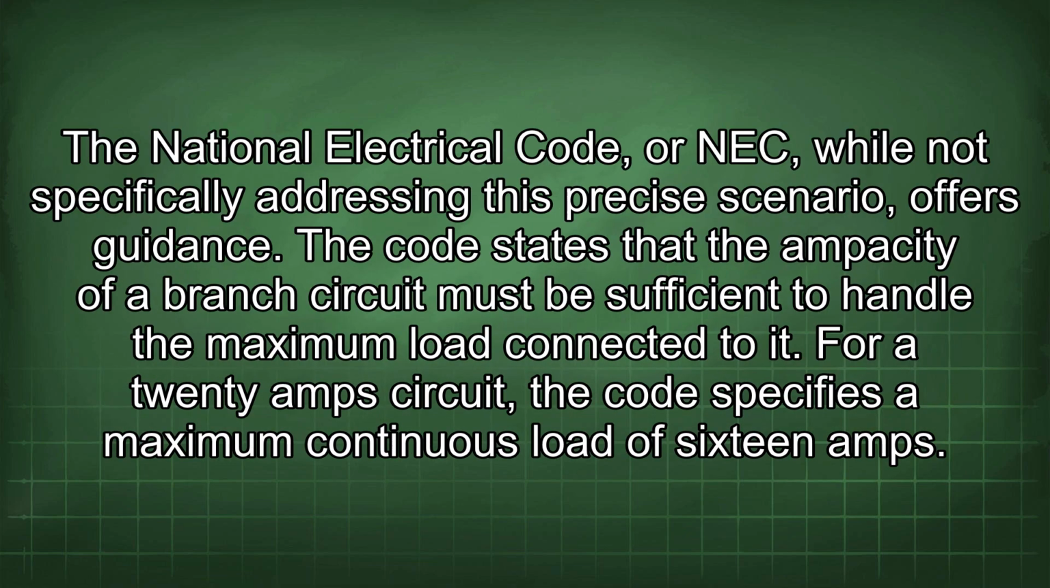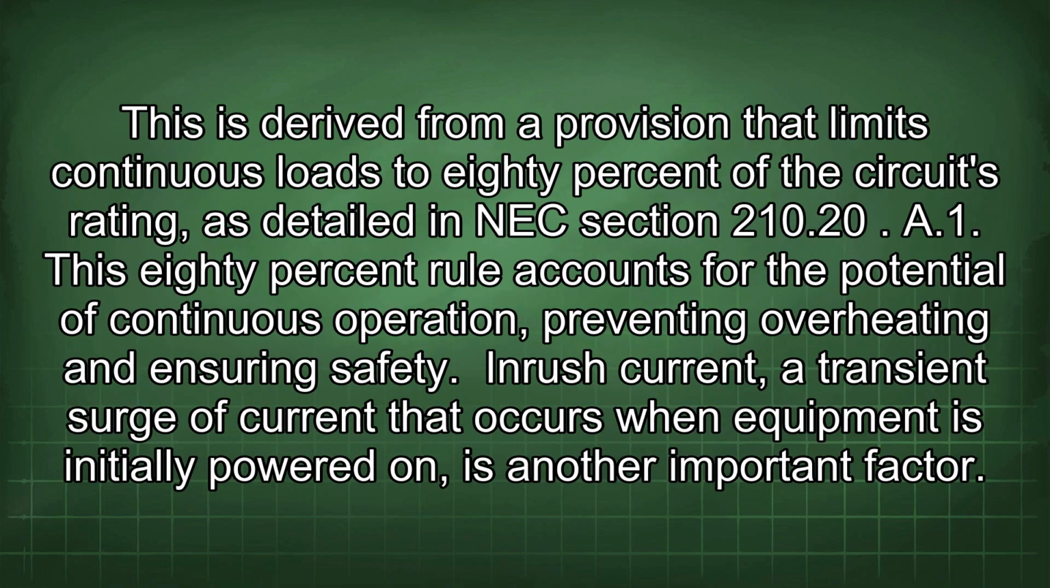The National Electrical Code, or NEC, while not specifically addressing this precise scenario, offers guidance. The code states that the ampacity of a branch circuit must be sufficient to handle the maximum load connected to it. For a 20-amp circuit, the code specifies a maximum continuous load of 16 amps. This is derived from a provision that limits continuous loads to 80% of the circuit's rating, as detailed in NEC section 210.20(A)(1). This 80% rule accounts for the potential of continuous operation, preventing overheating and ensuring safety.